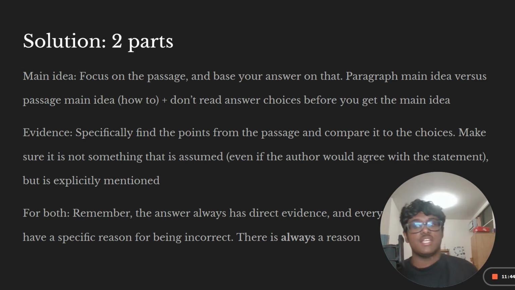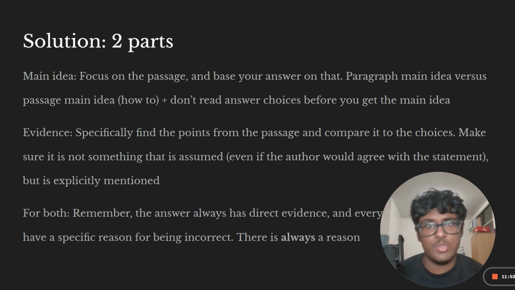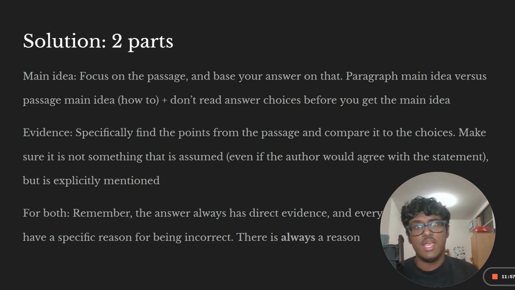Now, for evidence, specifically find the points of the passage and compare it to the choices, right? Make sure it's not something that's going to be assumed, right? Even if the author would potentially agree with a statement. And I was doing an example earlier today where I was looking at a passage, right? And the author would definitely agree with a statement, but they never explicitly mentioned it in the passage. And therefore, that made it wrong, even though it seems so strongly correct. So you have to make sure that it's explicitly mentioned. So how do you do that? You have to go back to the passage. You can't read the answer choices first. It's going to influence your thinking, right?